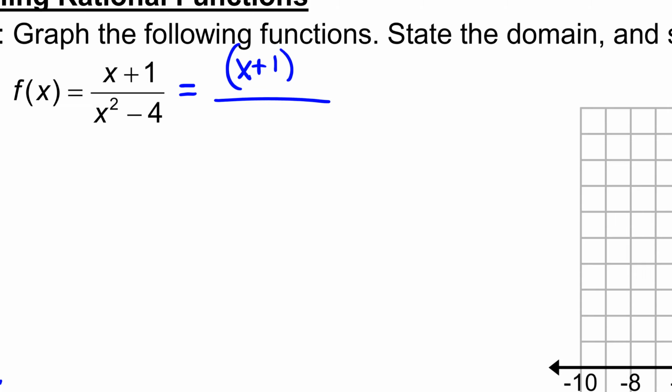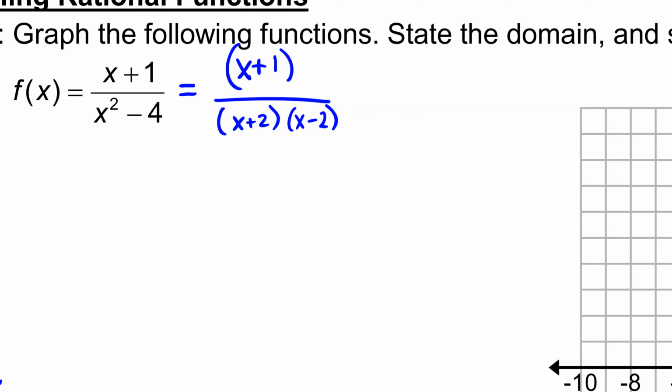So we have x plus 1 on top, and then the bottom is a difference of squares. So to factor it, it's just x plus 2, x minus 2. You should know what that means, because I like difference of squares. They're super easy to factor. Okay, so nothing cancels. That's fine. That means we don't have any holes. No surprise. We will have a hole in a page and a half or something.